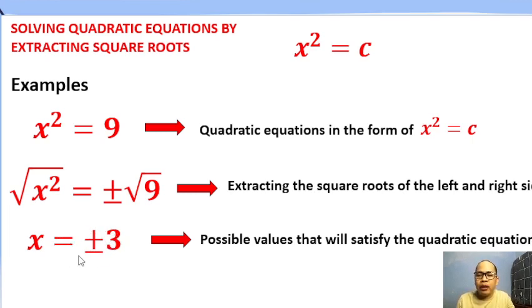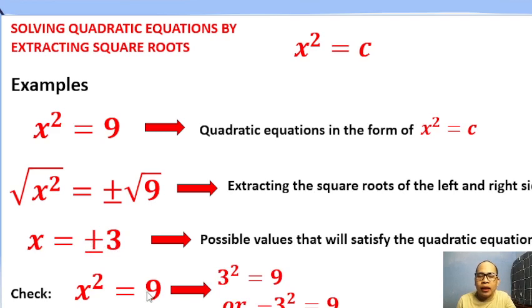Now, pwede po natin siyang i-check by substituting the values na na-obtain natin into the given equation. Let's say, for example, x squared equals 9. I-substitute natin ito. Ibig sabihin nito, ang value ng x natin is positive 3 and negative 3. Kapag sinubstitute natin, positive 3 squared is equal to 9. That is correct. 3 times 3 is equal to 9. Or, negative 3 squared, negative 3 times negative 3, is equal also to 9. Therefore, the values that we obtained for x are correct.